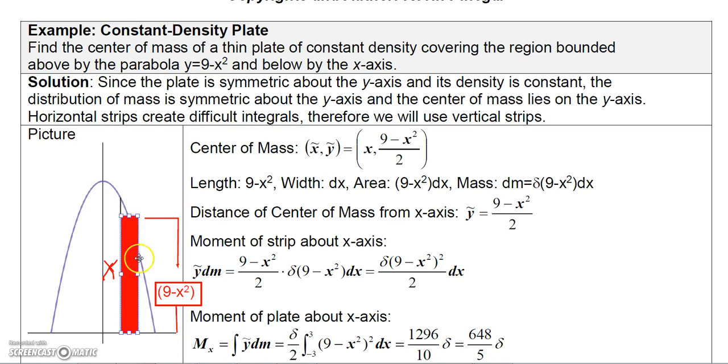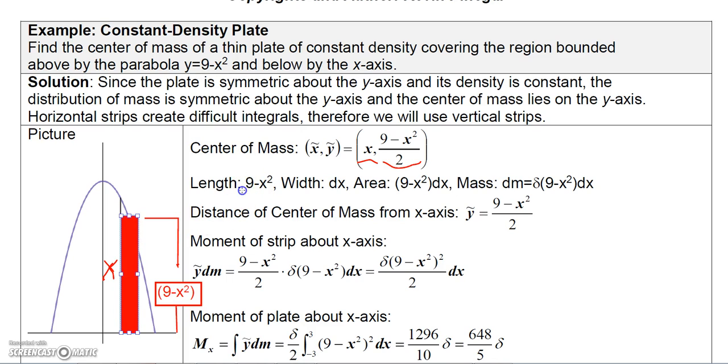Now the center of this vertical strip is actually x units from the y-axis. So therefore the x value of the center of mass is just x. And then the height of this vertical strip can be determined by the distance from the x-axis to the function, which is just 9 minus x squared. And then we want the halfway point to get the center of the strip. So we take 9 minus x squared over 2 for the y value of the center of mass.